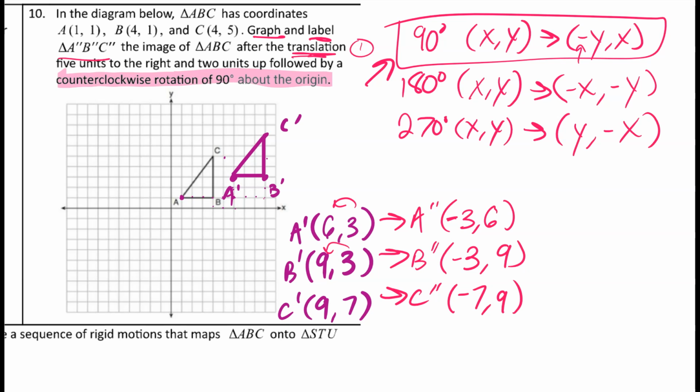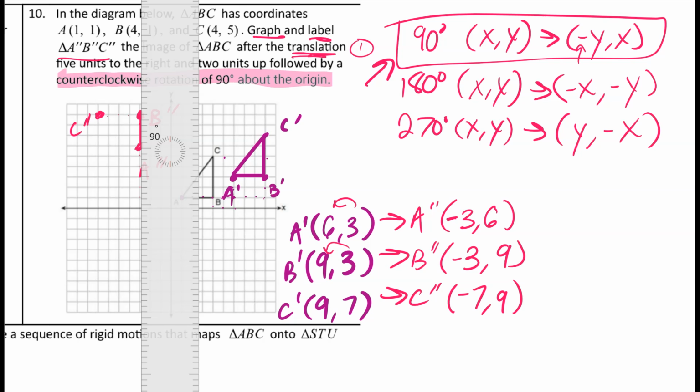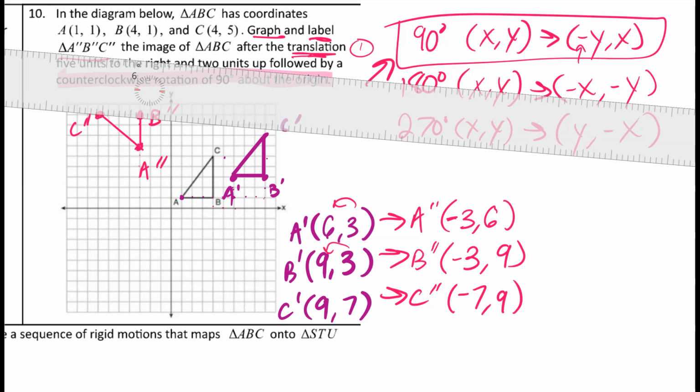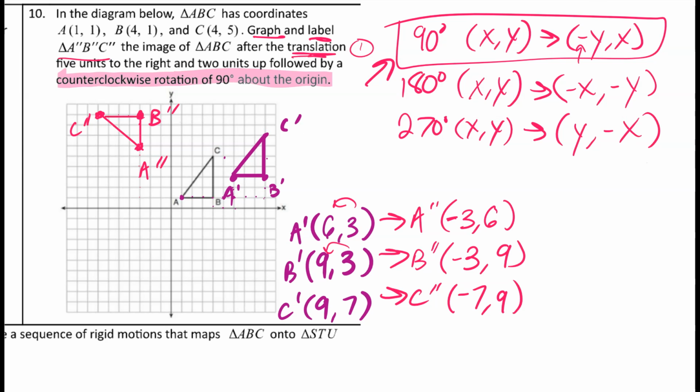I'll take a minute to plot those points. Going left 3 and up 1, 2, 3, 4, 5, 6 for A double prime. Going up 3 more for B double prime. And there's C double prime. Now always ask yourself when you're doing a series of transformations, do my triangles look congruent? Does this look like a 90 degree counterclockwise rotation about the origin? The answer to both those questions here is yes.